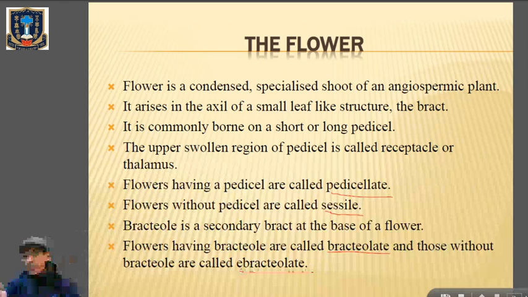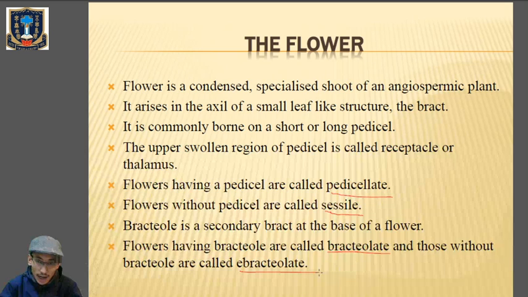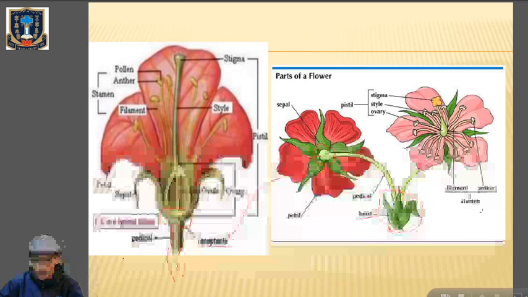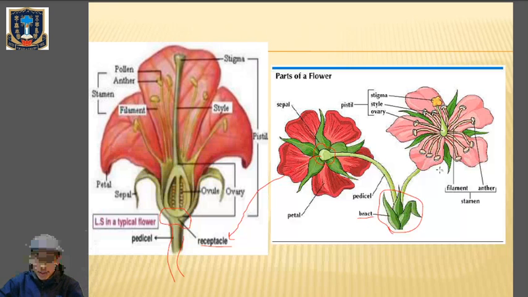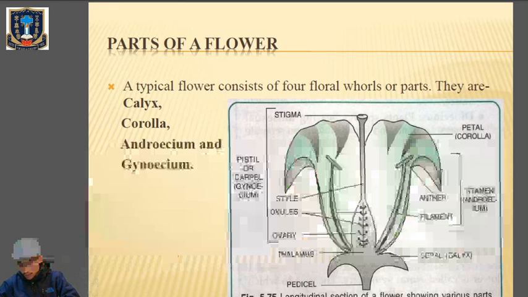So we are getting the terms pedicellate, sessile, bracteolate and ebracteolate. Kindly remember the definition of each of these terms. Clear? So let's move to the next slide. These are the different parts of the flower which you have seen: the pedicel part, the thalamus part, and the bract part also. Now we learn about the parts of a flower. So what are the different parts of a flower?